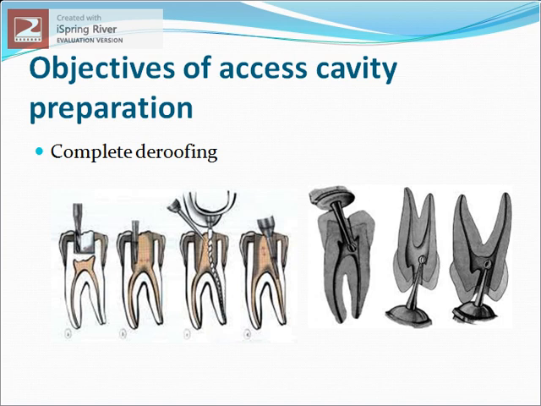Proper access cavity can be achieved by complete deroofing of the pulp chamber, and this can be achieved by complete removal of the tooth structure that lies occlusal to the pulp chamber, as shown in the attached pictures. Any remnant of the roof of the pulp chamber will negatively affect the next technical steps of root canal treatment, and it will negatively affect the success of the overall treatment.